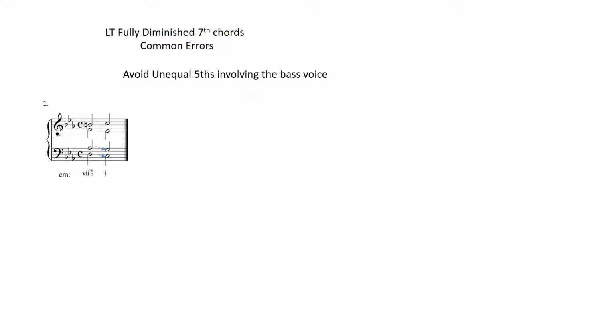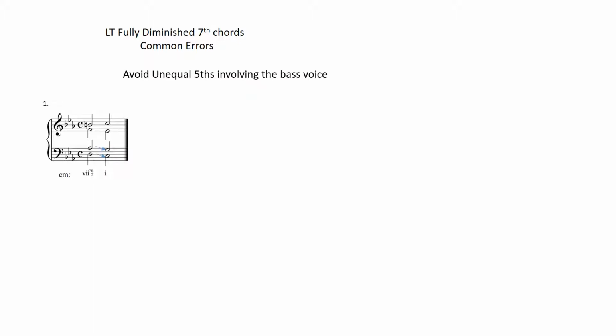Regarding the leading tone fully diminished 7th chord of minor keys, the most common error is unequal fifths involving the bass voice. This particular error most commonly arises from resolving a first inversion leading tone fully diminished 7th chord to a root position tonic triad as seen in example number 1.